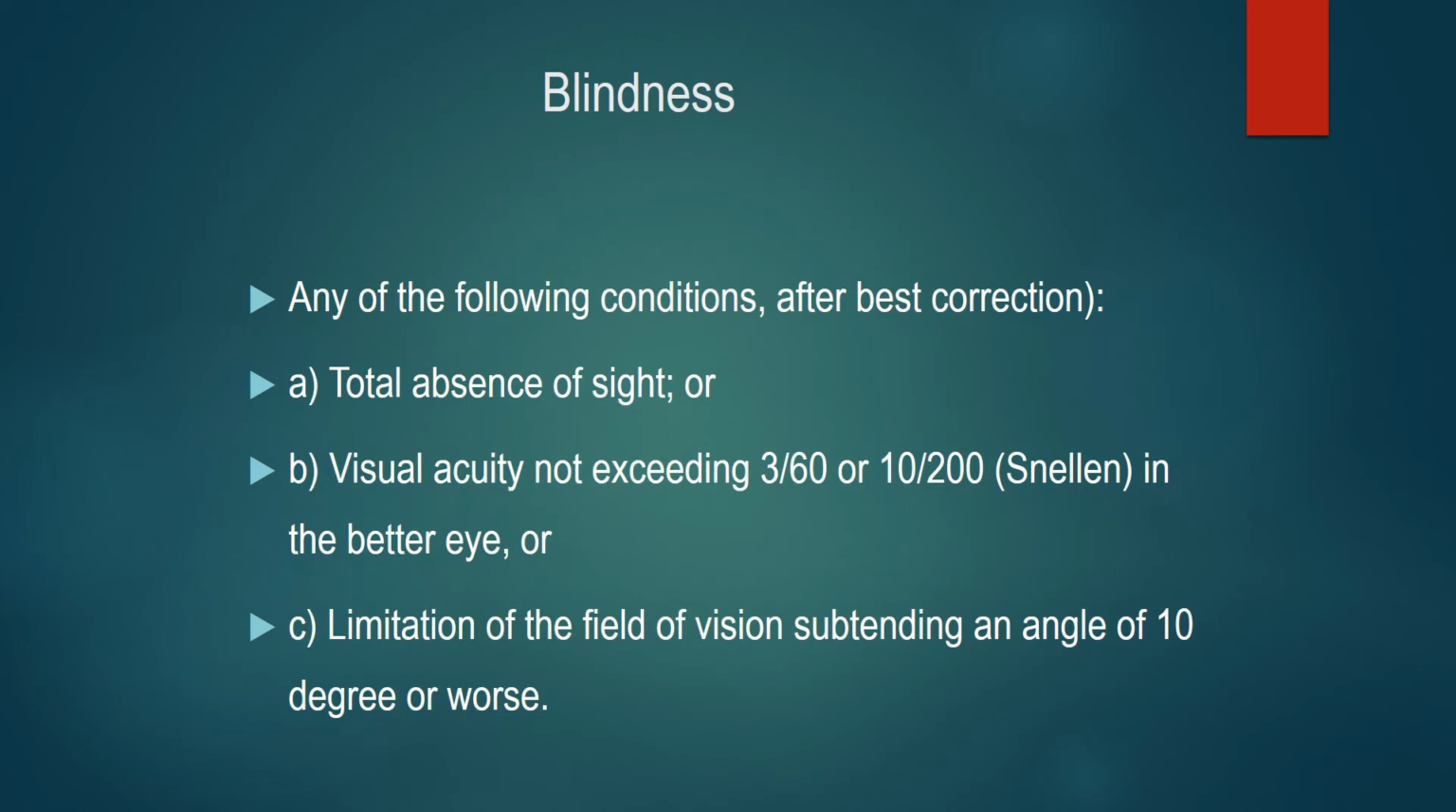What are the conditions? First one, total absence of sight. If a person has total absence of sight, he will be blind. And the second condition, visual acuity not exceeding 3 by 60 or 10 by 200 as per Snellen chart in better eye. Here 3 by 60 in meters and 10 by 200 in feet. So what is the second criteria? Visual acuity not exceeding 3 by 60 meter.